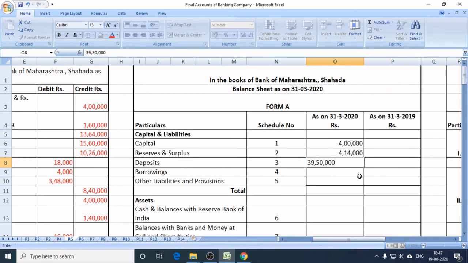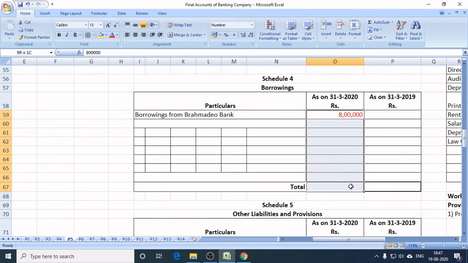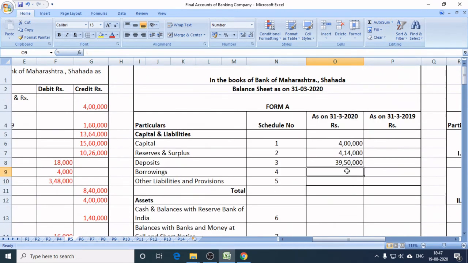Now we have schedule number 4, borrowings. There is only one item. The total is 8 lakh. Show the summary here next to schedule number 4, 8 lakh, that is borrowings.